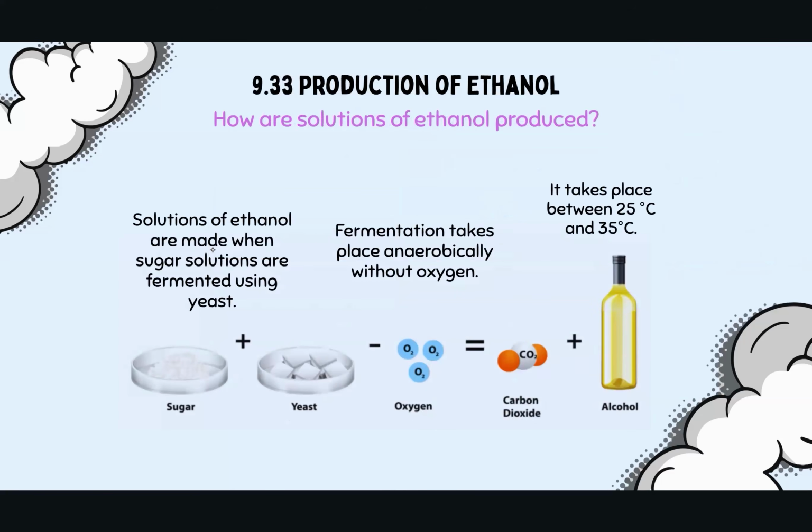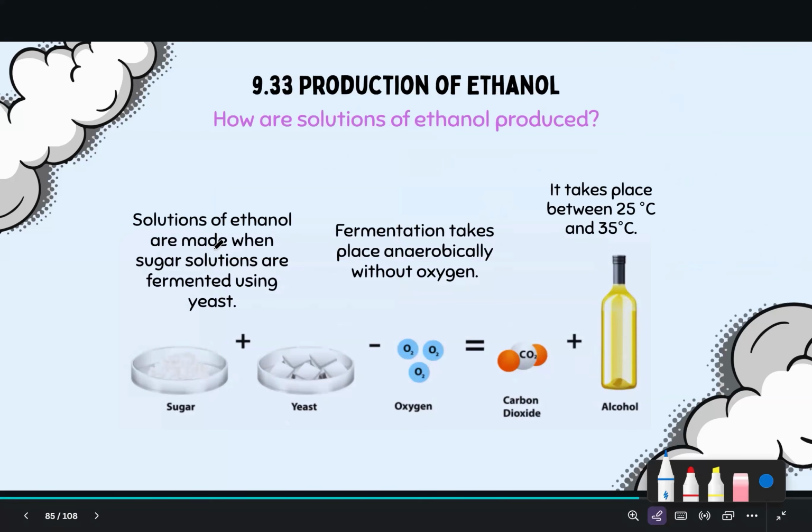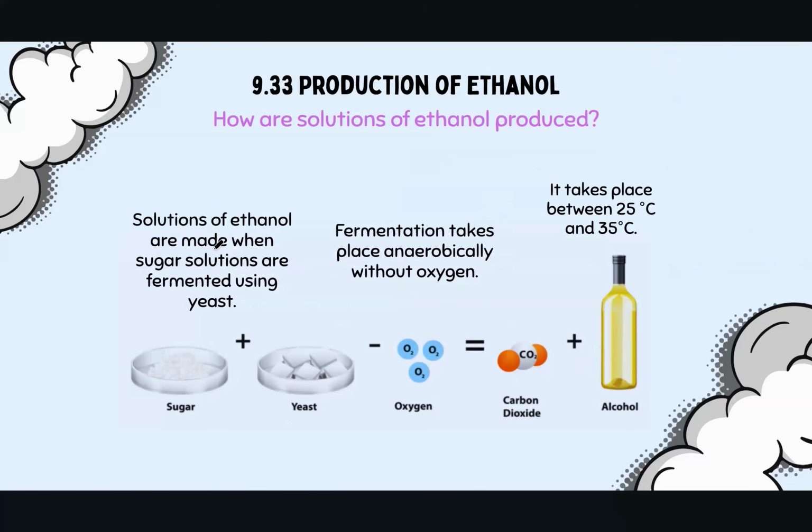Okay, production of ethanol. Solutions of ethanol are made when sugar solutions are fermented using yeast. You've got your yeast, which is a living thing. It uses the sugar to respire. If you do anaerobic respiration, as in you get rid of the oxygen, then it makes two things, carbon dioxide and ethanol, which is alcohol. As long as the person keeps the yeast and the sugar at between 25 to 35 degrees, which is optimum for yeast, then ethanol will be made at the end.